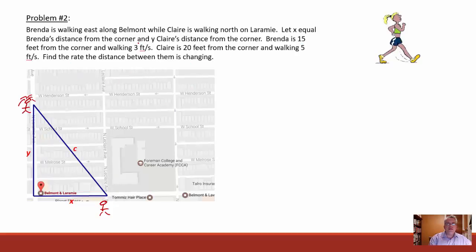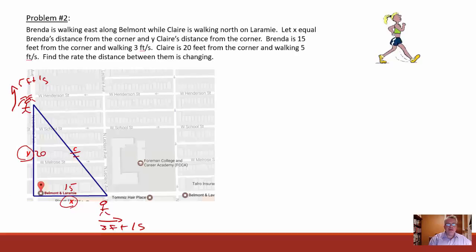Let x equal Brenda's distance from the corner. So here's x. And y equal Claire's distance from the corner. There's y. And it says Brenda is 15 feet from the corner. So this is 15. And walking at 3 feet per second. So she's going that way at 3 feet per second. And Claire is 20 feet from the corner. So this is 20. And she's walking at 5 feet per second that way.